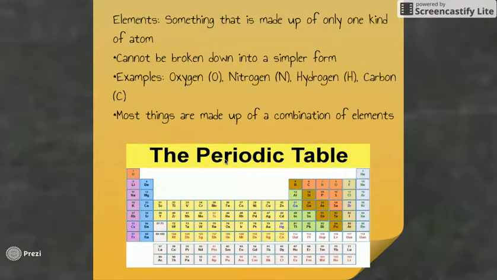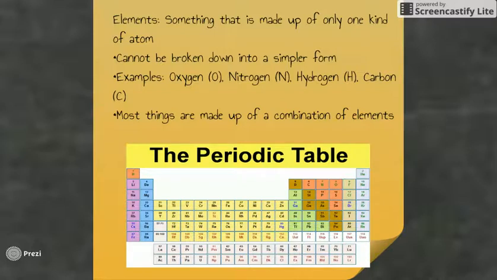Elements are made up of only one kind of atom and cannot be broken down into a simpler form. Examples are oxygen, nitrogen, hydrogen, and carbon. Most things in our world are made up of a combination of elements, not just one element. For example, water is made up of two elements, oxygen and hydrogen.